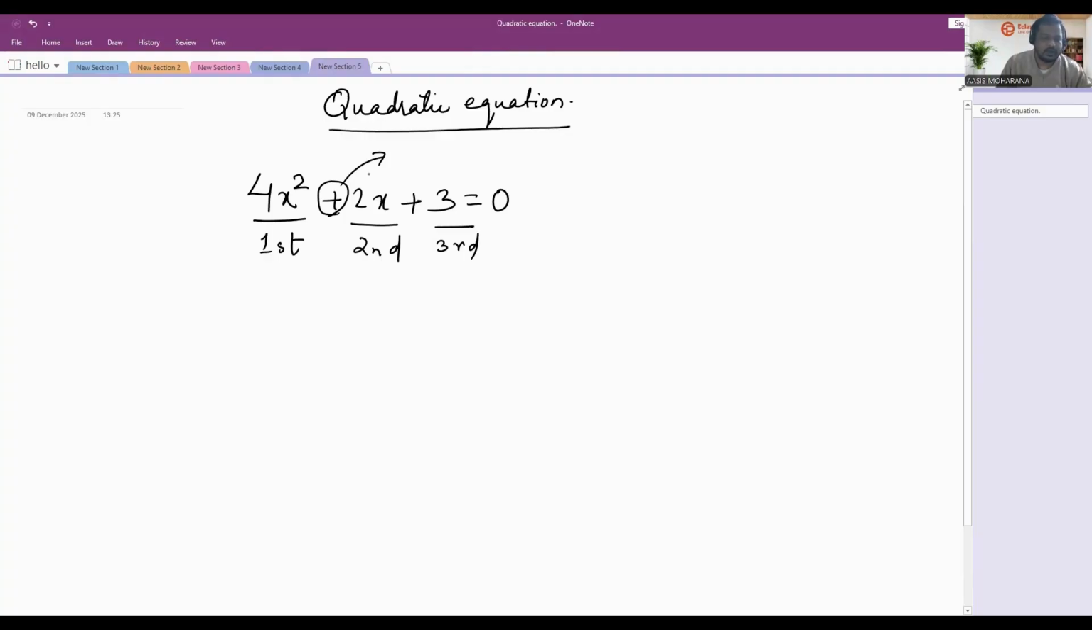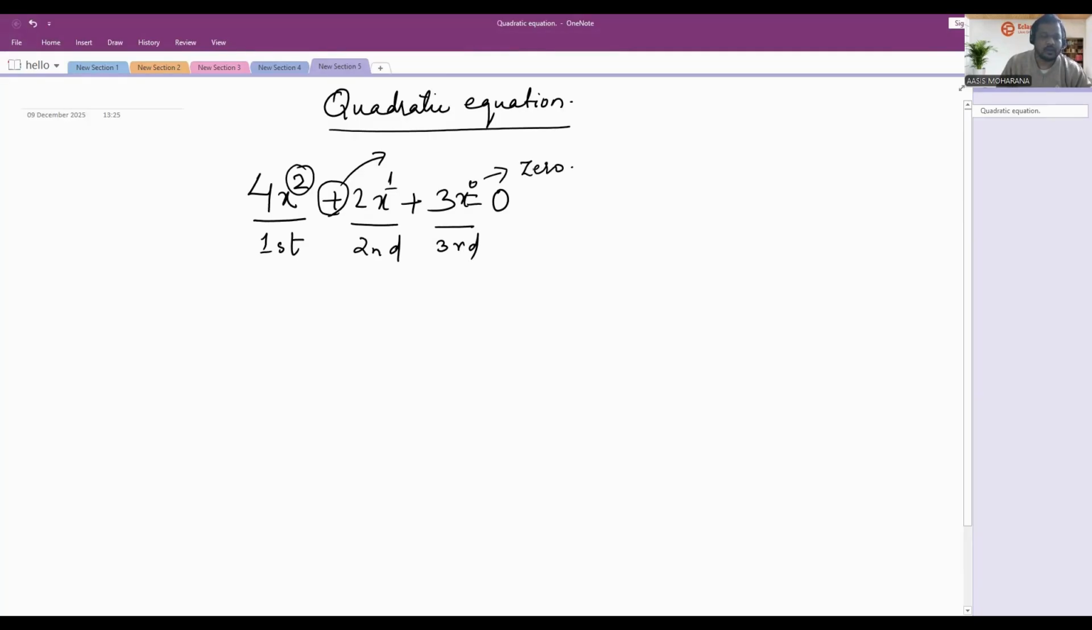And what is about the power? The power here in this case is in the first term, the variable is x and it has the power of 2. And in the second case, the variable is also x, it has the power 1. And in the third case, there is no variable. So we can write x raised to the power 0 or the power is 0.